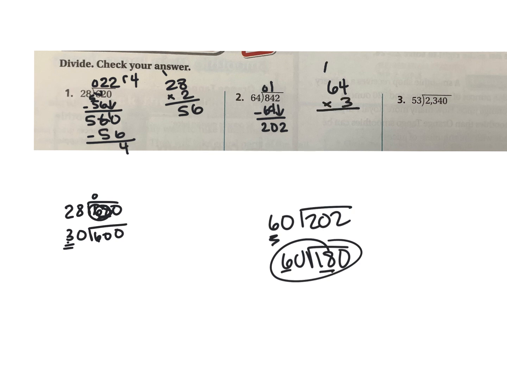3 times 4 is 12. And 3 times 6 is 18 plus 1 is 19. That's 192. That's very close to 202, only about 10 away. In fact, it's exactly 10 away. I can't fit another 64 on that, so I'm sure that that's a 3 now. Subtract 192, that is a 0. Borrow there, and that is a 10. So I have a remainder 10.